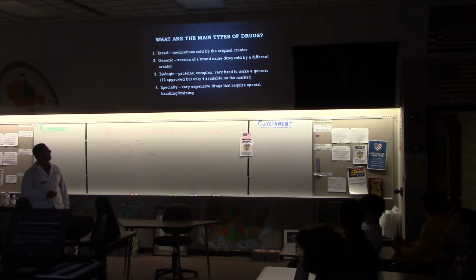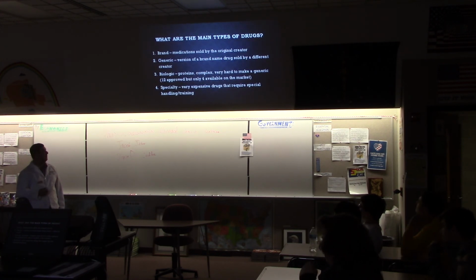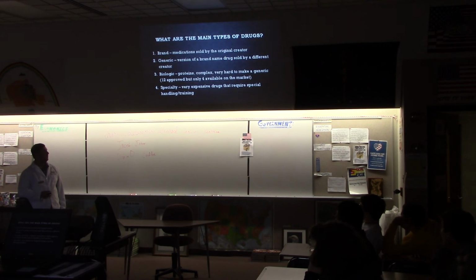So we have brand drugs: medications sold by the original creators. Generic: a version of a brand name drug sold by a different creator, typically, not always the case. Biologic: proteins, complexes, they're very hard to make a generic. You can essentially think of them as brand drugs.